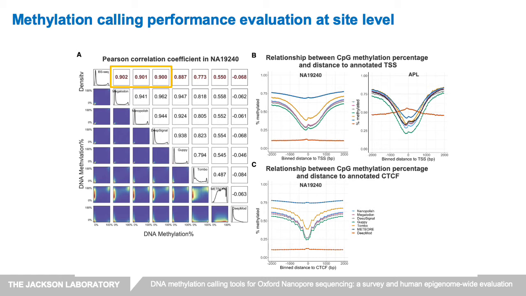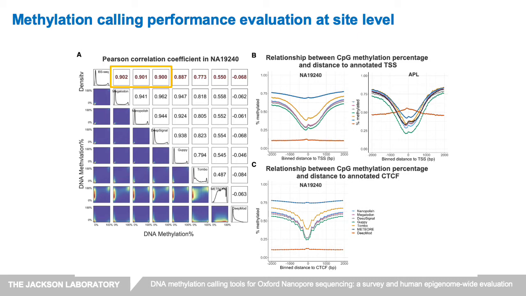For per-site performance, the Pearson's correlation coefficient between predicted DNA methylation percentages and corresponding bisulfite sequencing showed that the methylation levels predicted by Nanopolish, Megalodon, and DeepSignal achieved the highest correlation with BS sequencing, and they share similar bimodal methylation distribution. The relationship between CpG methylation and distance to TSS or CTCF binding site indicated that nanopore sequencing can closely resemble the DNA methylation patterns from BS sequencing.